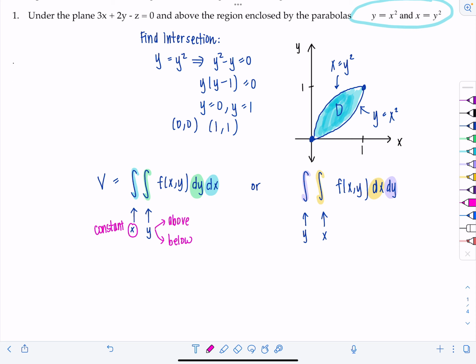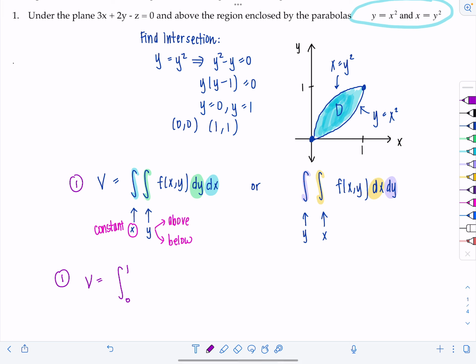So look here. Say, for example, we're going to use this first setup where we're going to integrate dy and then dx. If I have limits for x, and those are going to be my constant limits, this is setup 1. And those are my constant limits. Look at the x direction. Okay, region D lives between 0 and 1. Yes? 0 and 1. So those are going to be my limits for x.